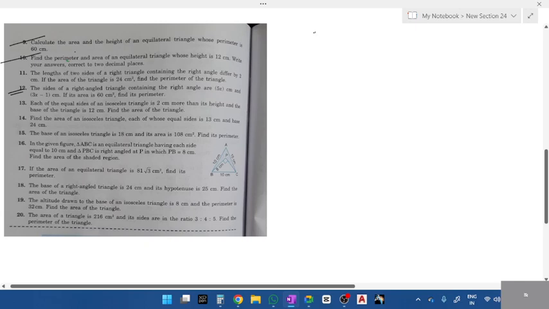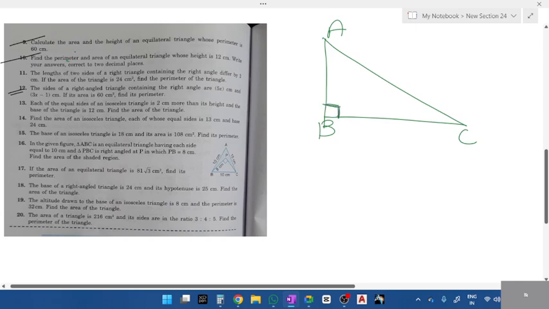Right angle. The sides of a right angle triangle containing the right angle. Look here, what does this mean? The sides of a right angle triangle, A, B, C. The sides of a right angle triangle containing the right angle. Where is the right angle formed here? A, B, or C?